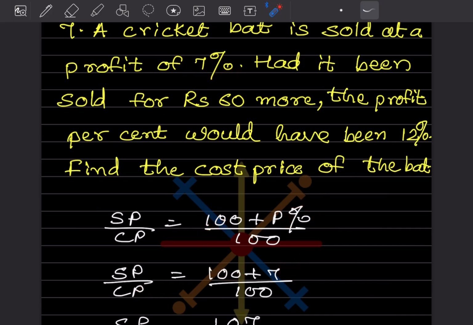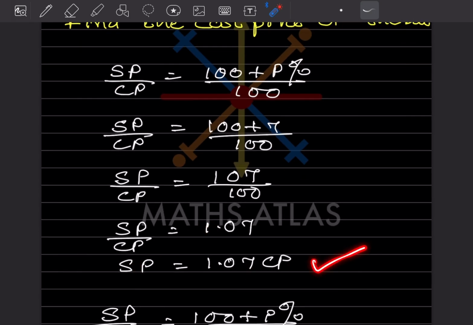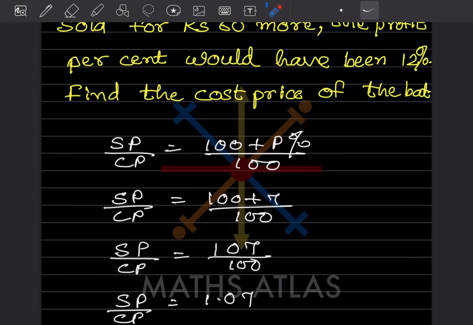We don't know the selling price of it, so keep it as it is, this also as it is. So this will be 107 by 100, which means 1.07. So the selling price is going to be, this will go this side, 1.07 times cost price. So now let us keep this first as it is. Now we'll go for the second one.